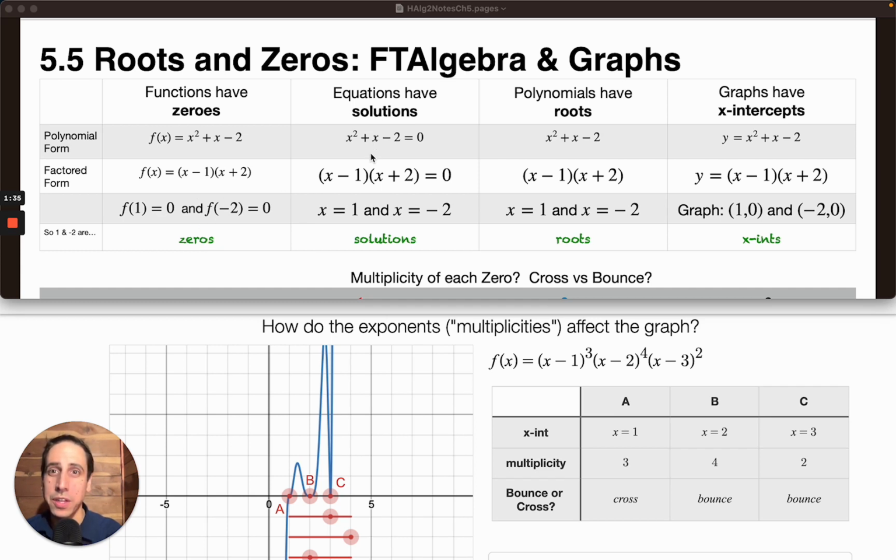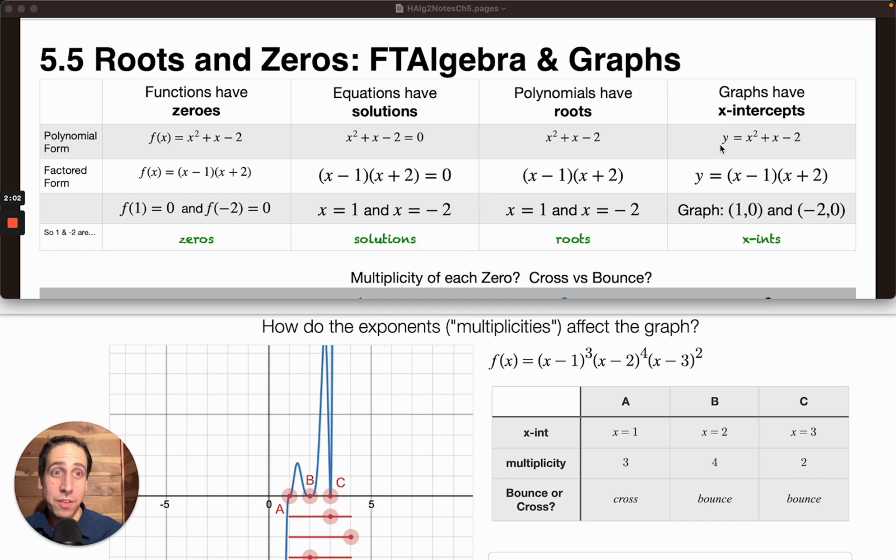Here, in equation land, we've got the same thing. It's a bit easier to solve in factored form, so we separate the two factors, and you can solve them and get x equals 1 and x equals negative 2. So those values are what we call the solutions of the equation. And the polynomial over here is just the equation without the equals 0, and so we can just say the polynomial has these roots.